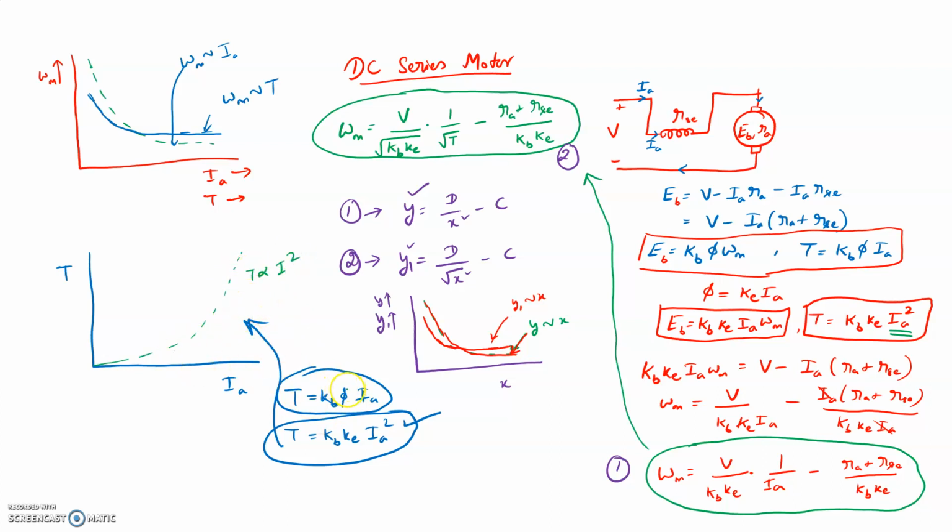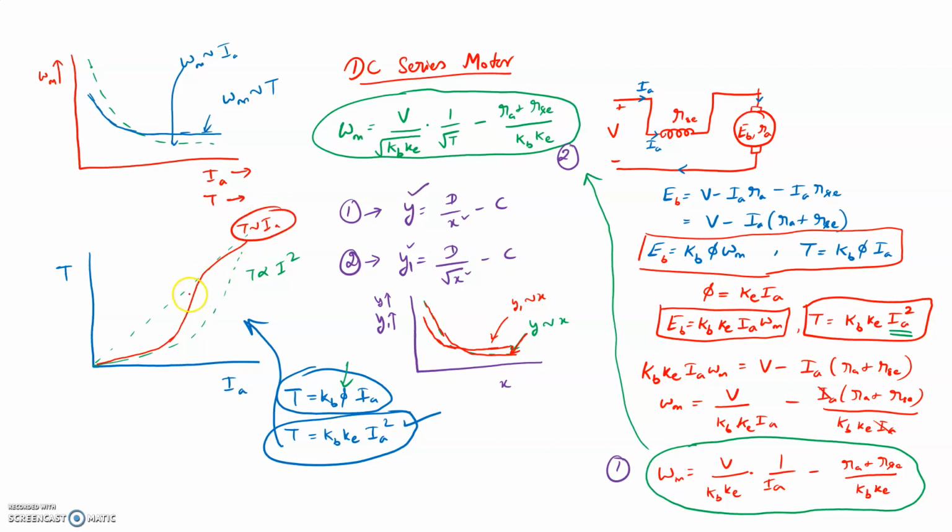But what happens in actual sense is that beyond a certain value, if the current increases, the flux will not increase. Flux will be constant beyond this value. So if there are two lines, you can draw a dotted line here. The actual curve will follow the parabola, then after some time it will join the main line. So this is what the actual torque versus IA curve will be.